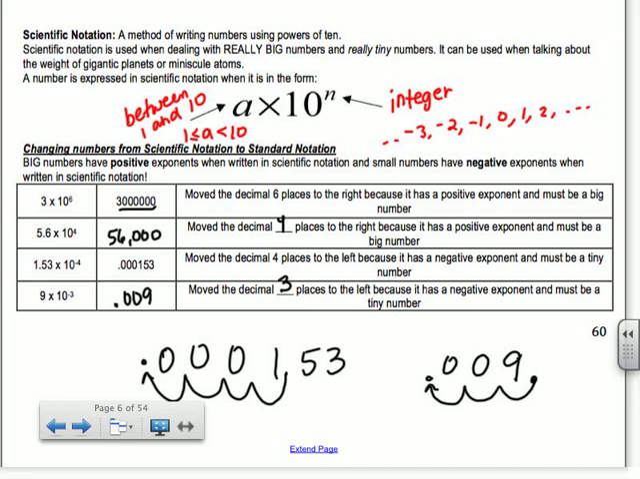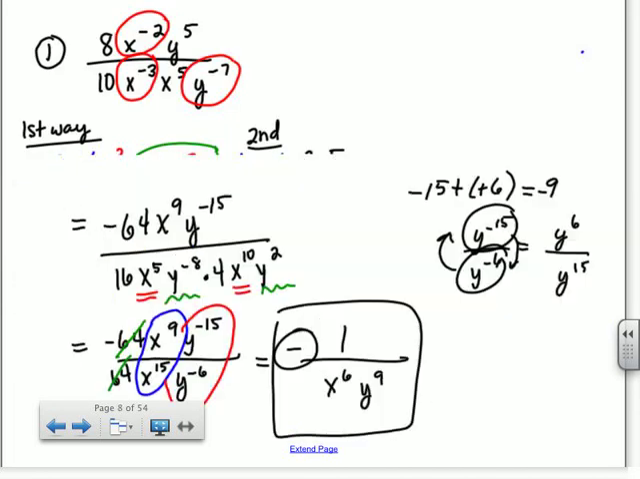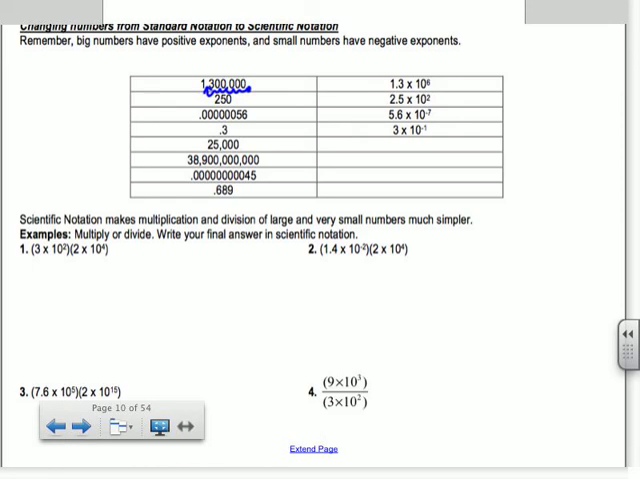Have you guys all talked about this before? You've all done this before, right? Okay. So we can kind of move quickly.